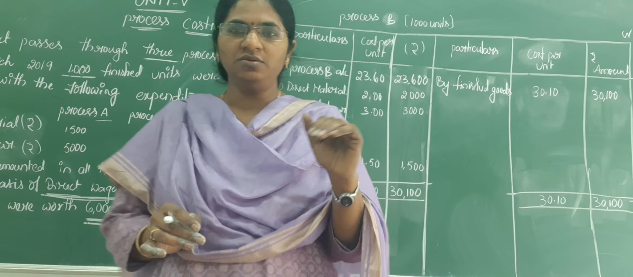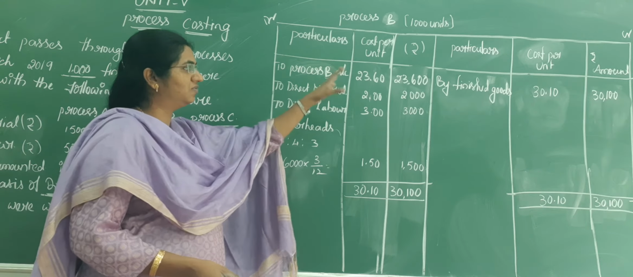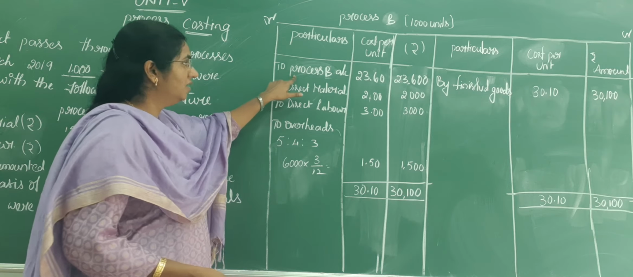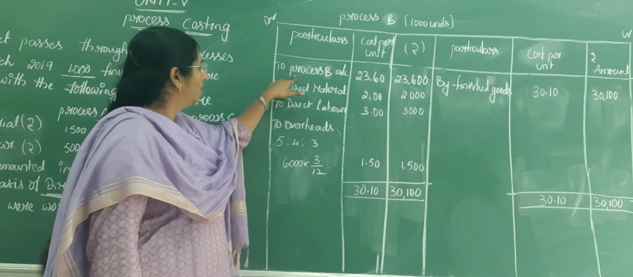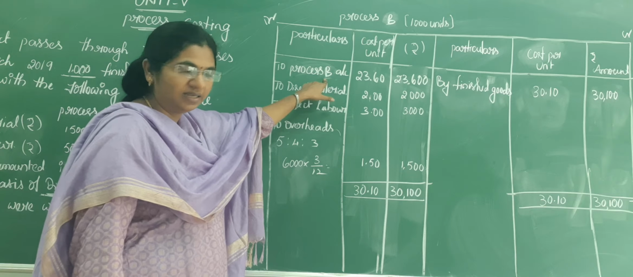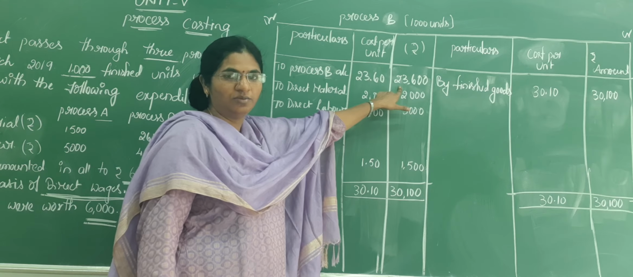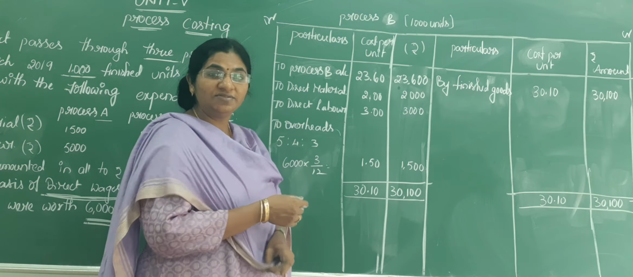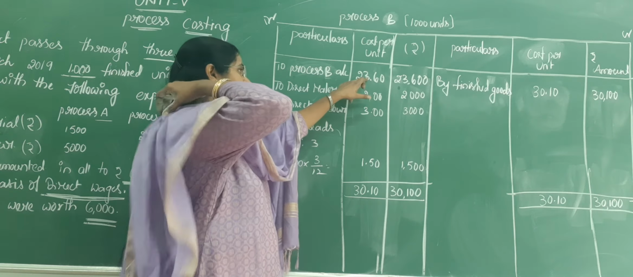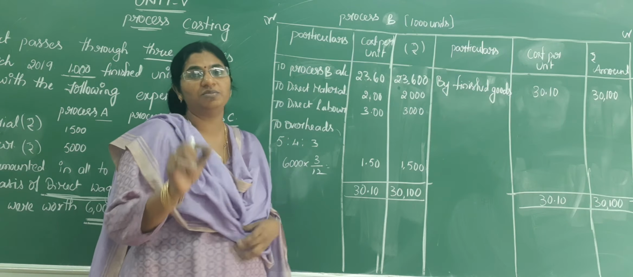Now we need to transfer the amount which we have prepared from process B to process C. Check over here. The process B account which we have transferred to process C is 23,600. How much amount we have transferred? 23,600. And what is the per unit cost here? 23 rupees 60 paisa.